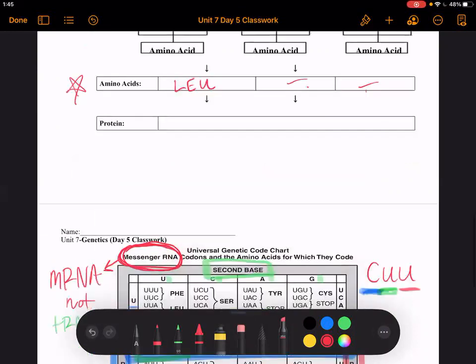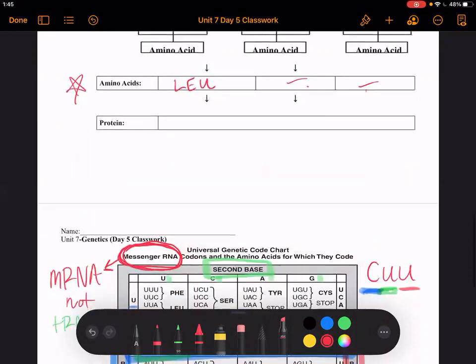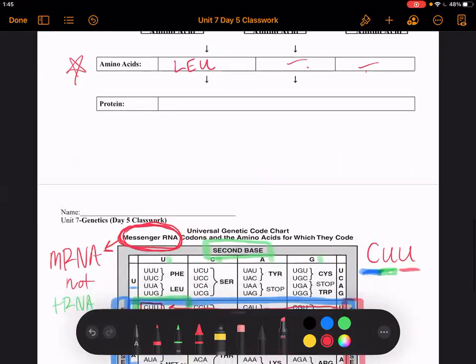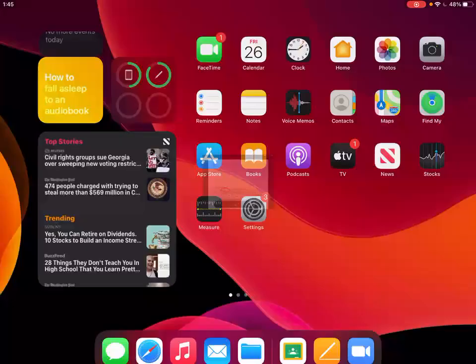But in order to figure out what the protein was, this required you to look at the post I made on Google Classroom. Okay, so I'm going to go over to Google Classroom.